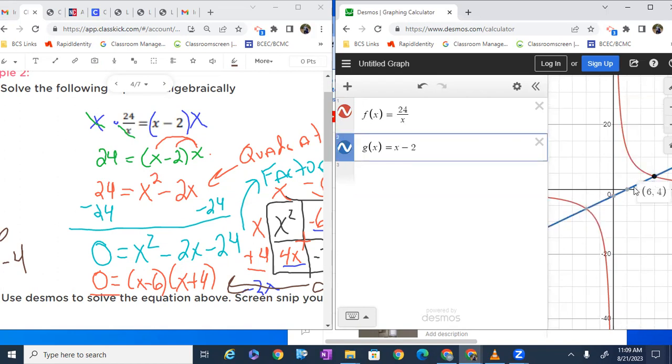We've got x equals 6. We've got x equals negative 4. That will verify that the work that we've done is correct algebraically.